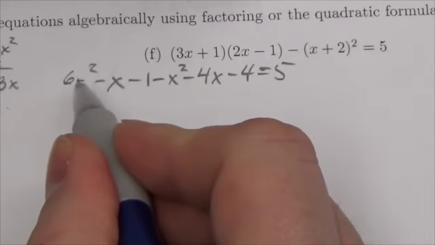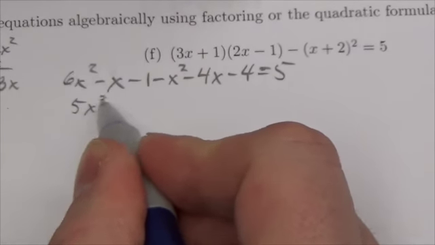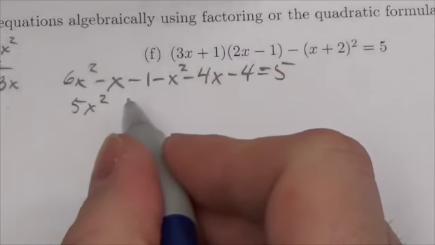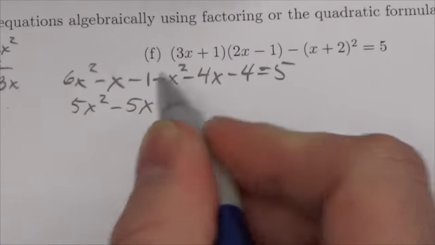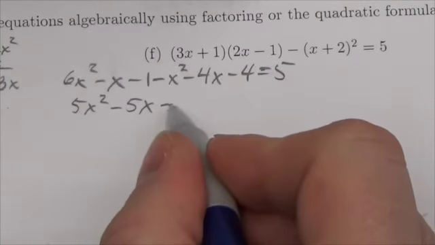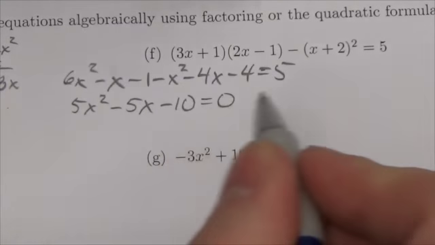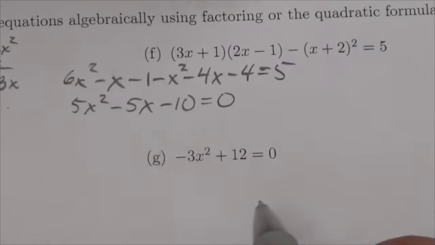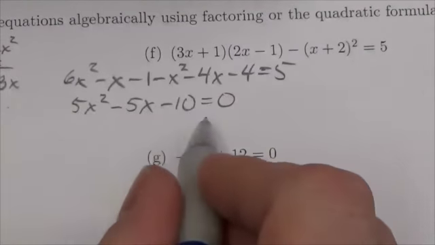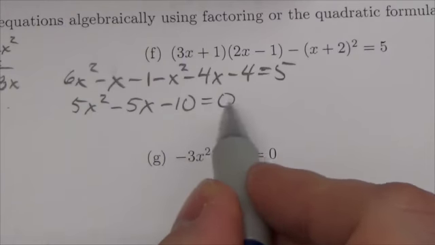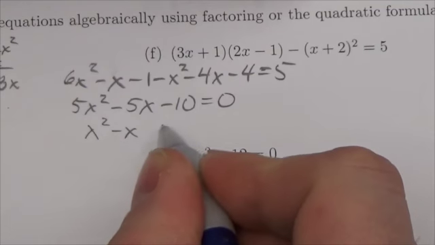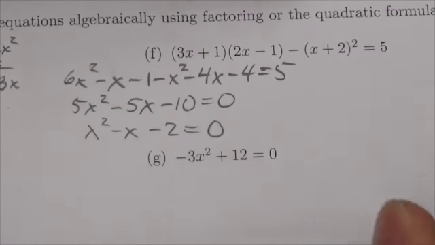So this will become 6x squared minus x squared, so 5x squared. Minus x minus 4x will be minus 5x. Minus 1 minus 4, and then bring the 5 over, it'll be minus 10 equals 0. And now each of these has a factor of 5 in it, so I'm going to divide everything through by 5, and I can do that as long as you do it to both sides. But the brilliant part about that is when you divide 0 by 5, you get 0. So this will be x squared minus x minus 2 is equal to 0.